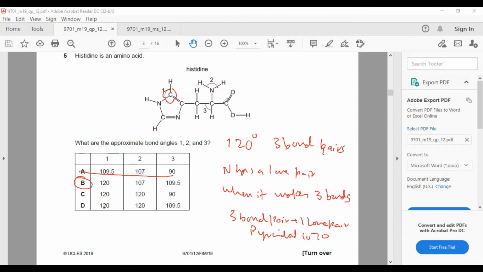Third, carbon is making 4 single bonds. It means 109.5. So B is the answer. Okay.